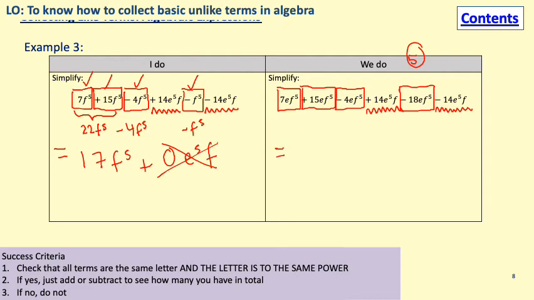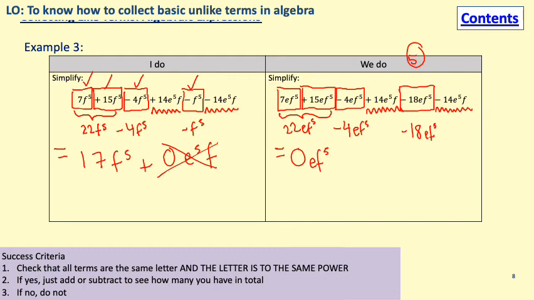So first of all, we've got these two added together again is going to give us 22ef to the power of 5. We're then going to take away 4 of them, which is going to give us 18. And then we're going to take away 18ef to the power of 5. So all these are going to cancel each other out. We're going to get 0ef to the power of 5.